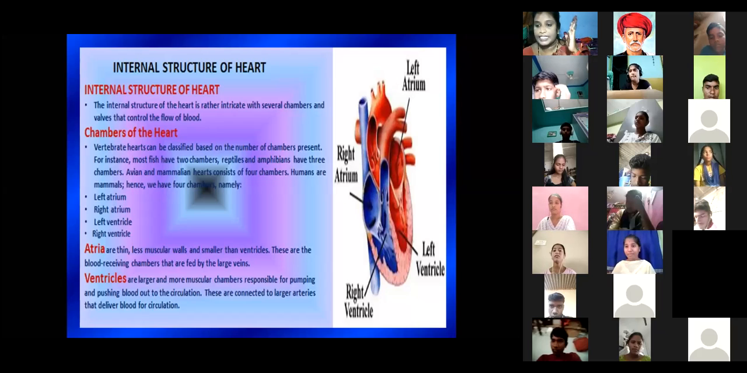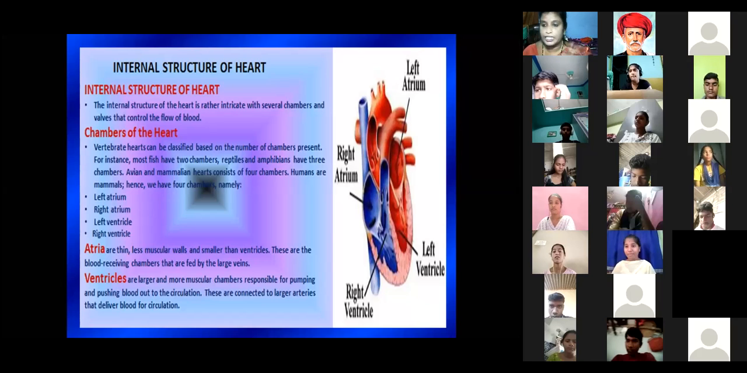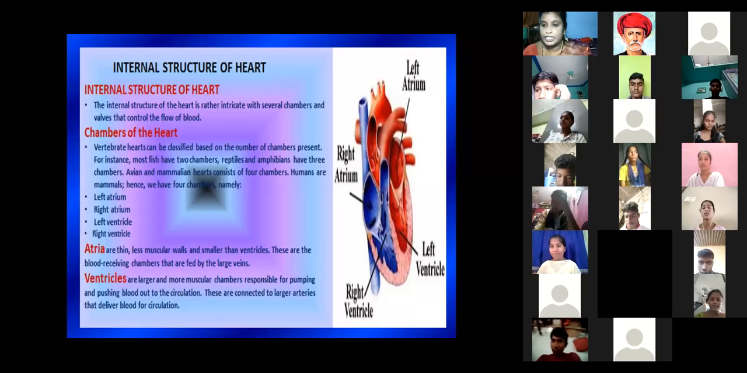Atria and ventricles are also chambers. Arteries and veins are also blood vessels. This is the difference: chambers, blood vessels, and valves. These are all different. Okay, ma'am, are you able to understand this slide? Shall I move to the next slide, ma'am?